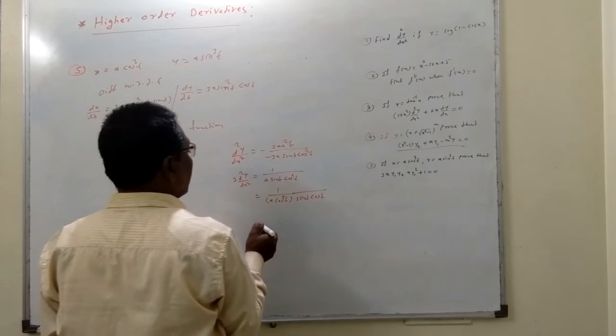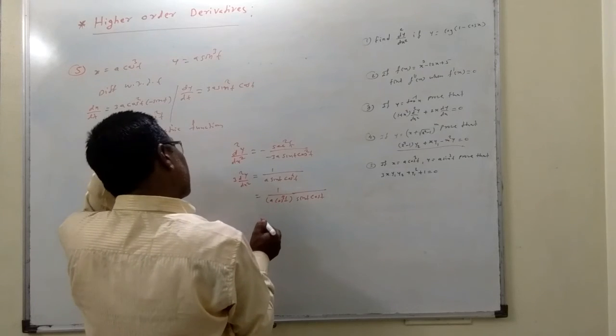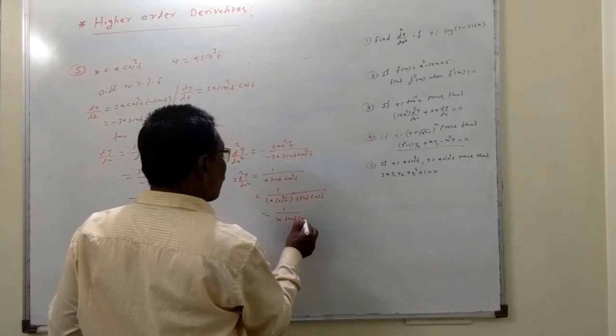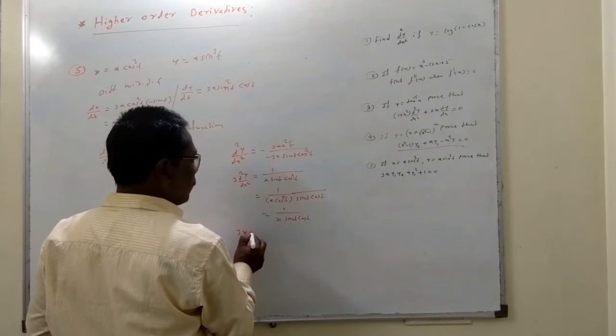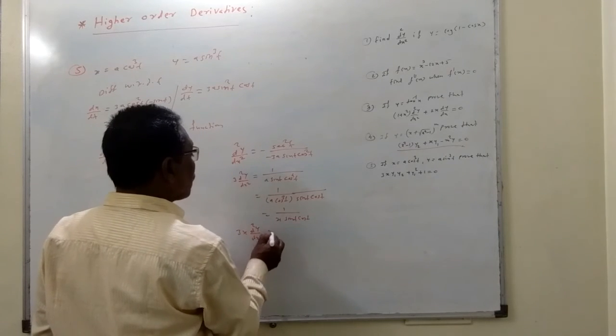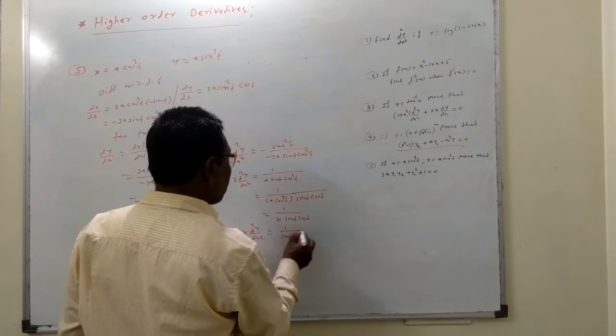So a cos cube t, that is the x. A cos cube t is x. So we will get 1 upon x sin t and cos t. Now x will take here, so 3x d2y by dx square is equal to 1 upon sin t and cos t.